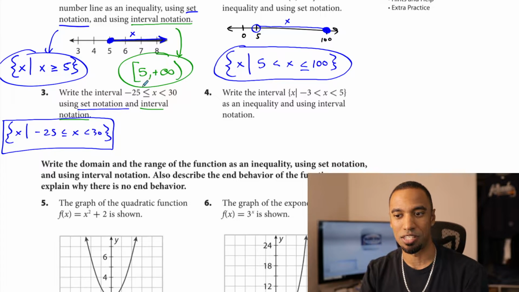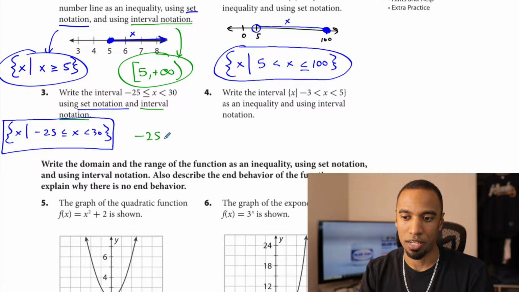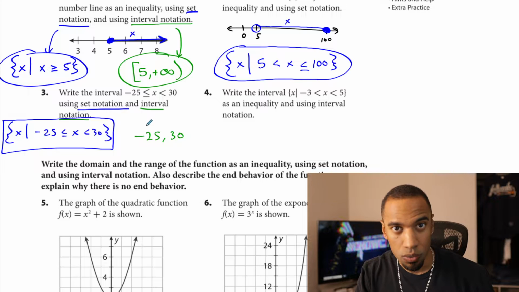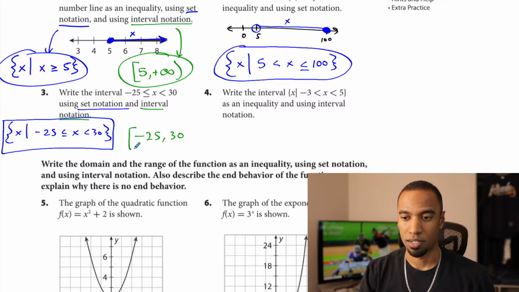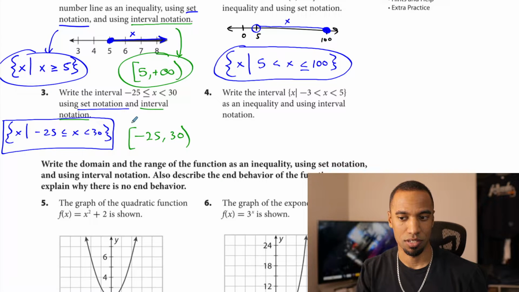Interval notation is now where, I'm not going to do another number line. We go from negative 25 to 30. Negative 25 the lower bound, 30 the upper bound. Negative 25 is included, so we use a square bracket to open with. 30 is not included, so we use a parenthesis to close.